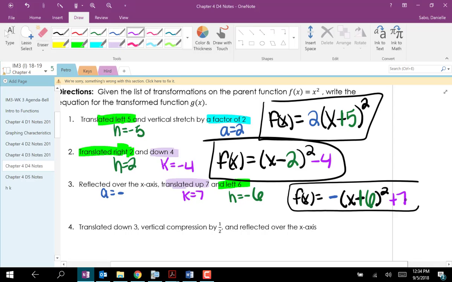This next one's kind of tough. I'm just going to cross it out because I don't really like it, to be honest with you. So just go ahead and cross off number 4.